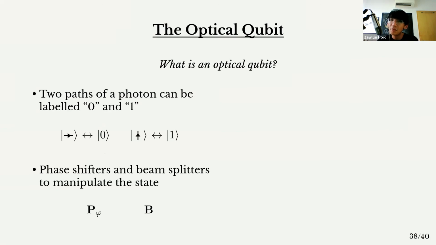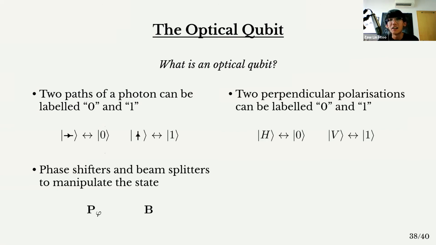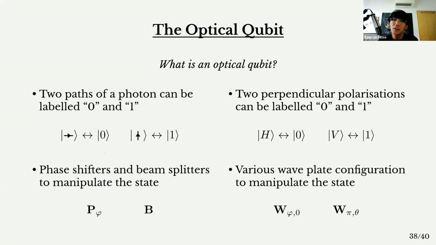But also we see that light has polarization, and we also know that the horizontal and vertical polarizations are orthonormal. And so we can label the horizontal polarization 0 and the vertical polarization 1. And we can use different configurations of waveplates to manipulate the state and create any superposition that we want.